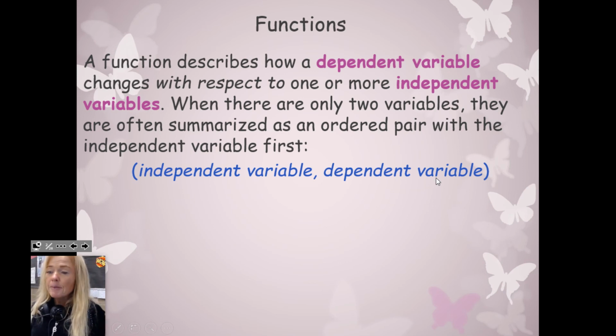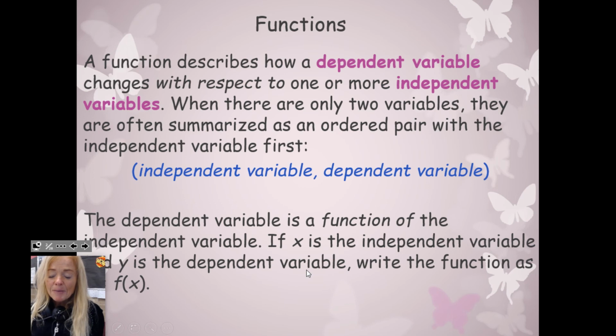So a function describes how a dependent variable changes with respect to one or more independent variables. When there are only two variables, they're often summarized as an ordered pair with the independent variable first. So that's what you see right here. All right. The dependent variable is a function of the independent variable.